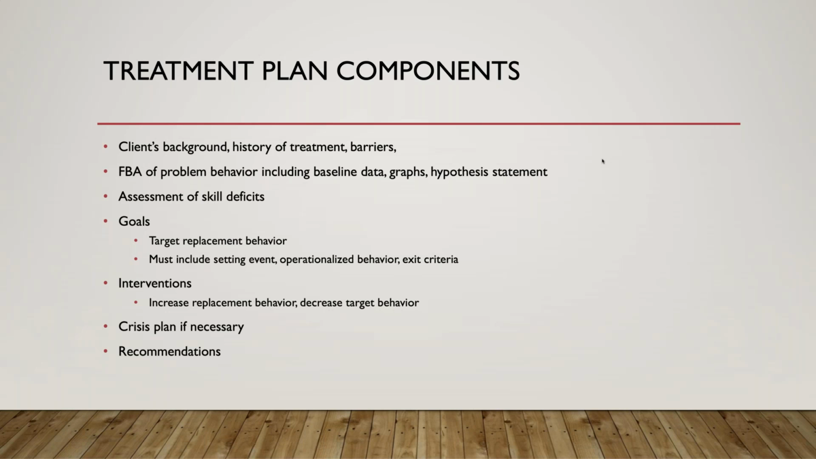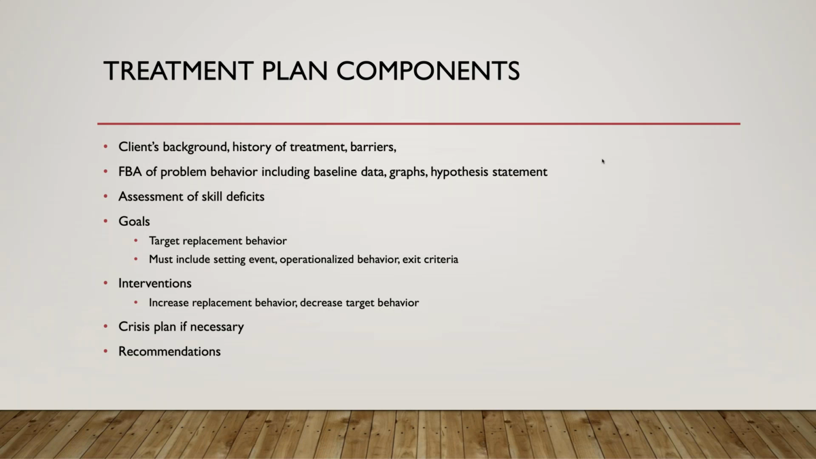We have to operationalize the behavior that we're looking to change, and we also need to make sure that we have exit criteria. So for example, for a mand goal, we would have when motivation is present. We don't want them to ask for things when motivation isn't present. So that's our entry criteria. When motivation is present, the client will mand for, and then we have an exit criteria, 20 novel items. When motivation is present and they're able to mand for 20 novel items, then that goal has been met. And it's clear to everyone on the team when that goal has been met.